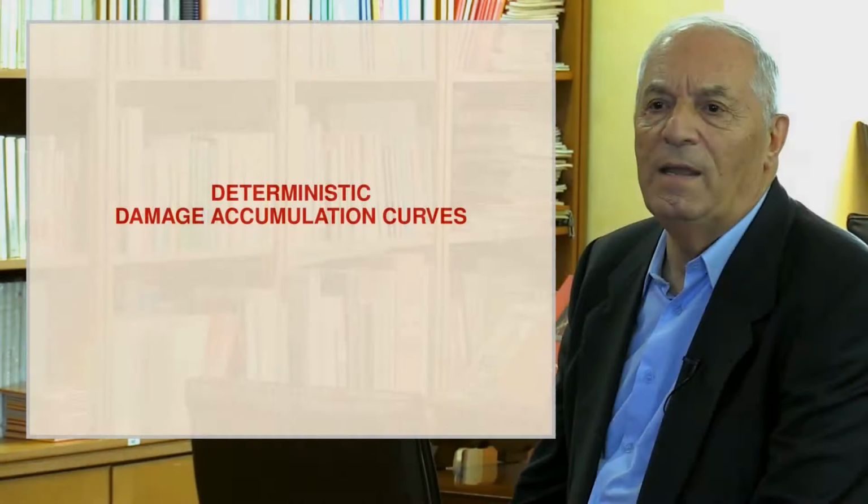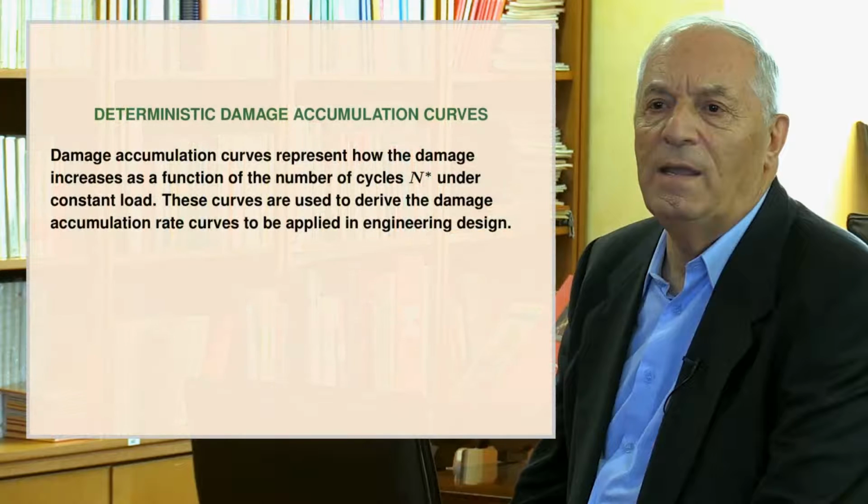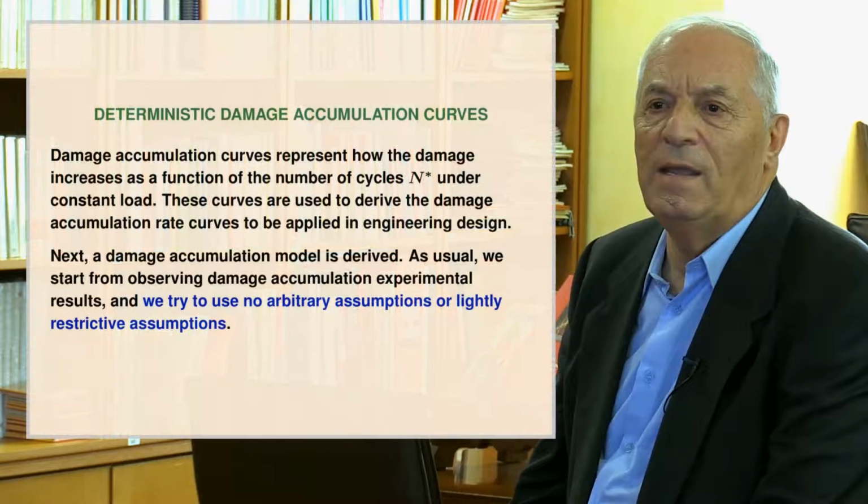Our next example is the case of damage accumulation curves. These curves provide the fatigue cumulative damage after a specimen is subject to a given load for a given number of cycles. More precisely, damage accumulation curves represent how the damage increases as a function of the number of cycles n under constant load. These curves are used to derive the damage accumulation rate curves to be applied in engineering design. Next, a damage accumulation model is derived.